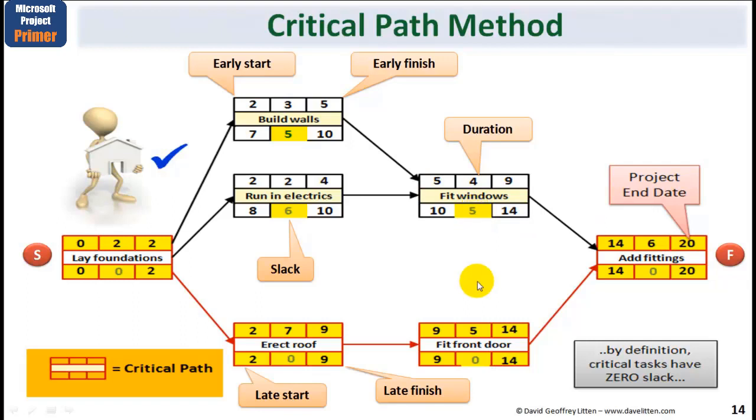So that very quickly and rather simply is talking about critical path. We'll see how Project automatically does all of these calculations, and even will show you critical tasks as red and non-critical tasks as blue.